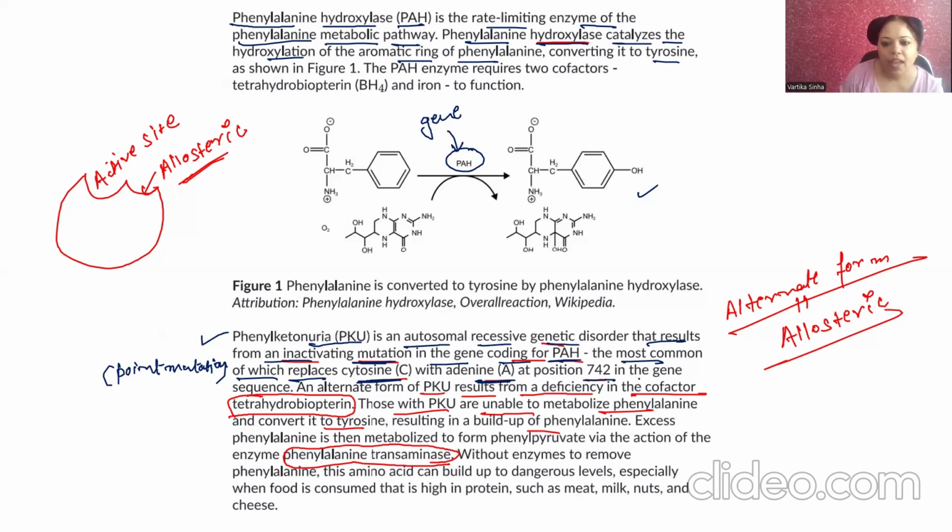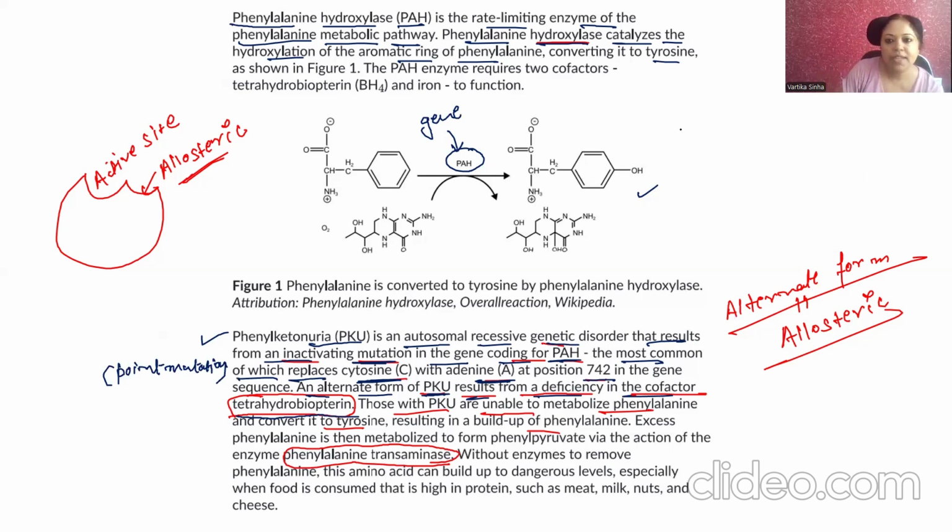Okay. Now, an alternate form of phenylketonuria results from a deficiency in a cofactor, tetrahydrobiopterin. Now, the point is, what are cofactors? This is for the students who do not know about it.